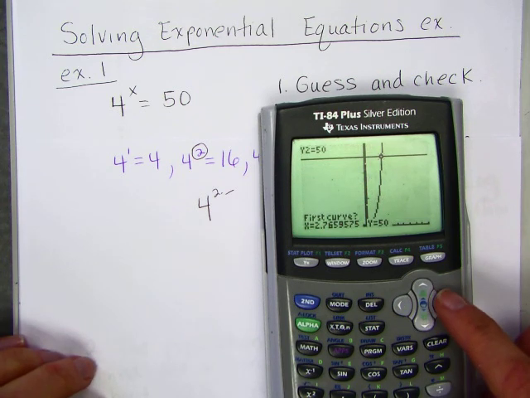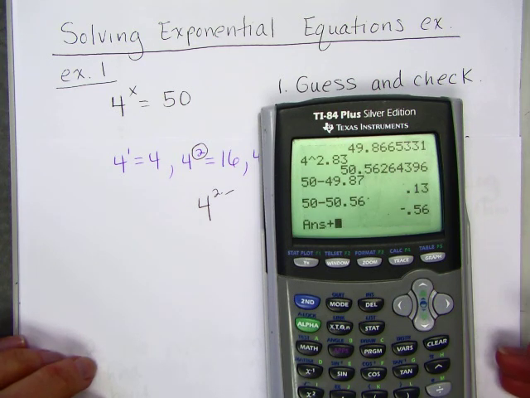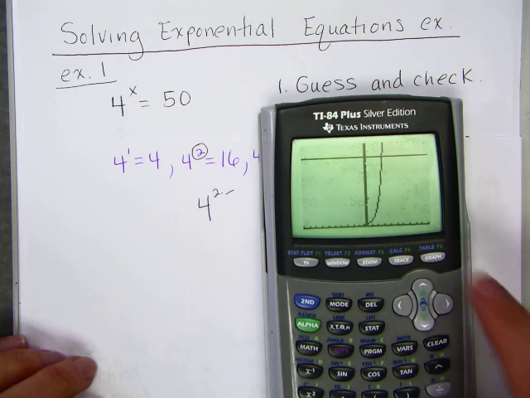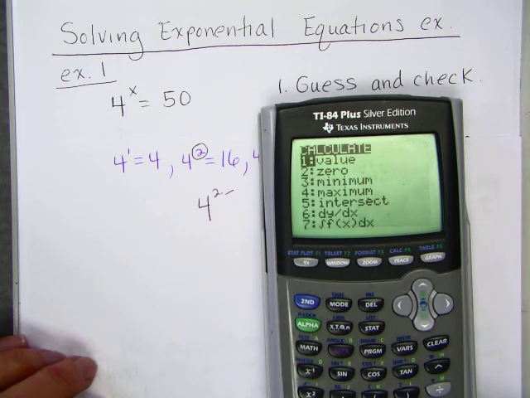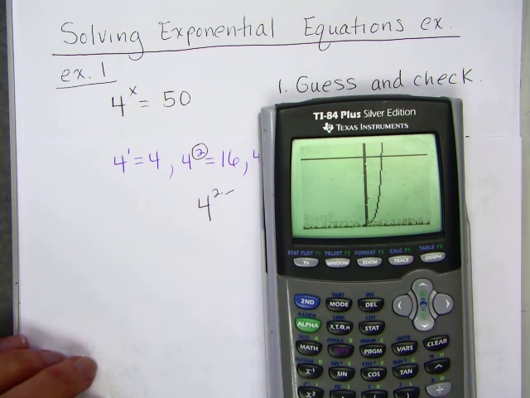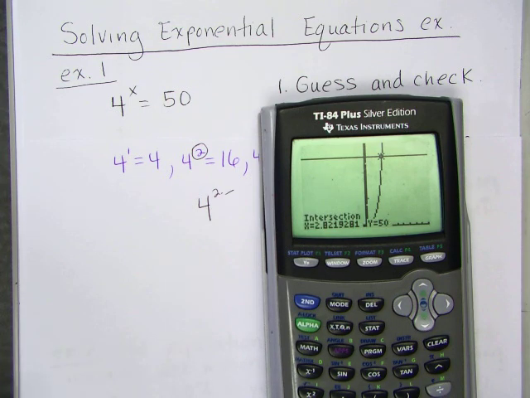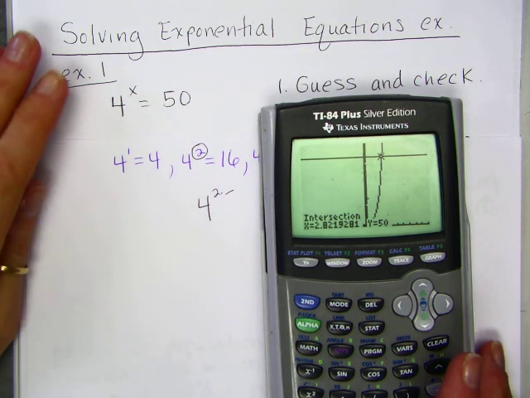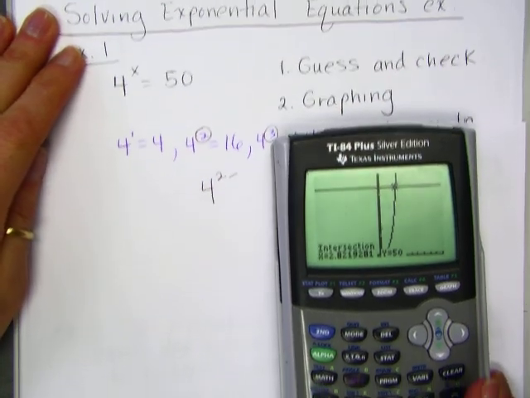All right. And we just get close to it and then we hit enter. Whoops, not that. We get close to it and then we hit enter, enter, enter. And sure enough, that just confirms our 2.82 answer is a good one. Okay, 2.822 if we wanted to be even a little closer.